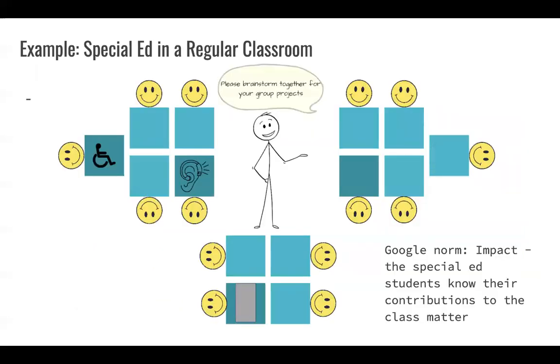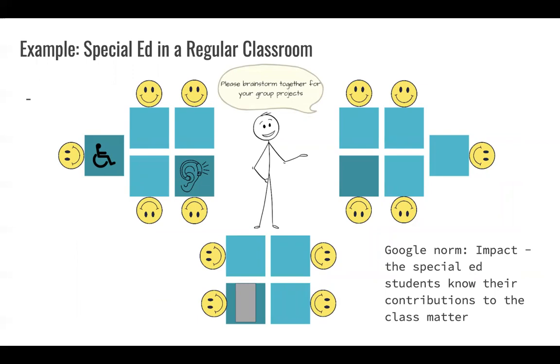So what does an LRE look like? Here's an example of a regular classroom including special ed students. Children with disabilities can have necessary accommodations within the regular classroom. The teacher must integrate the students and their accommodations within the classroom setting and classroom dynamic. For example, the student on the far left uses a wheelchair.